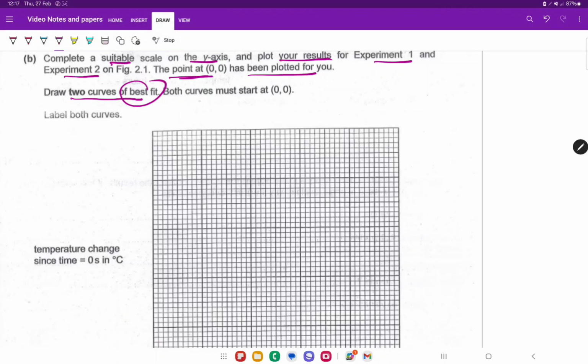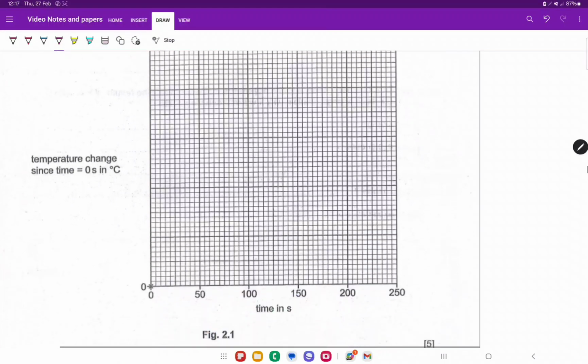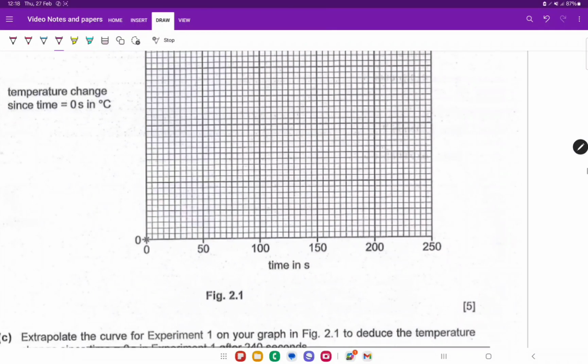Okay, we have to draw best fit. Both curves must start at 0. It's already given. We have to start from 0. First we have to take this axis.